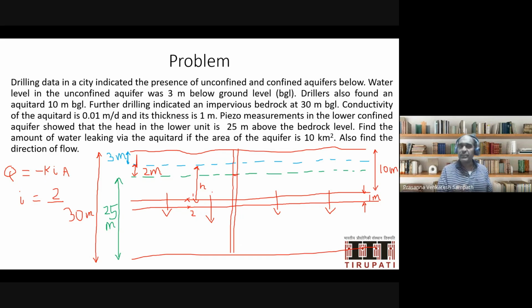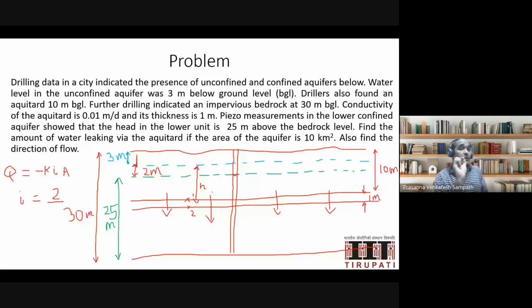Well, I guess you could do it either way. That doesn't really matter. But anyway, it is P atmospheric plus rho g h. h would be 7 meters, right? Because the blue line is 3 meters from the land surface and the top of the aquitard is 10 meters from the land surface. So therefore, this h will be 7 meters. So it's rho g times 7 meters. But is that the total head at point 1?